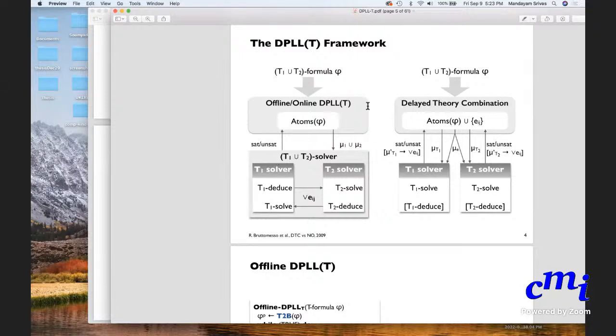Okay, any questions on this part? So that was a very quick top level introduction to how SMT solvers work in general, using a Boolean satisfiability solver and a theory solver which solves the decision problem for the conjunctive fragment. Any questions? Okay. Now I will move on.